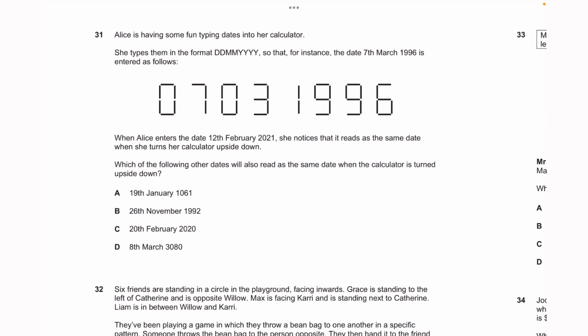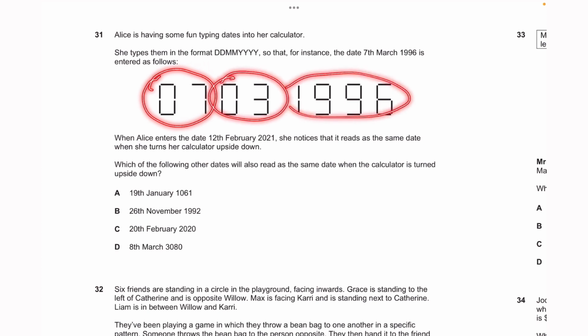So, question 31 goes along the lines of this. It says, Alice is having some fun typing dates into her calculator. Now, she types them in the format DD MM YYYY. In case you don't know this, DD is your days, MM is your months, and YYYY is related to your year. So that, for instance, the date 7th of March 1996 is entered as follows. So you can see here, we've got our day, we've got our month, and we've got our year.